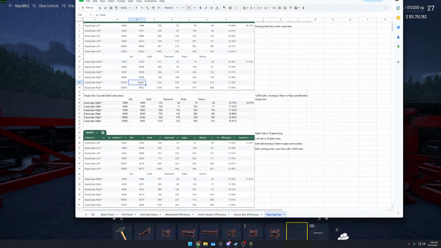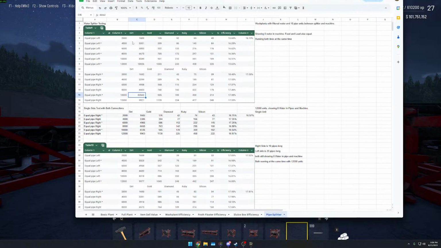I did. Although, no, I'm not counting dirt in this. So this average only counts the gold, diamond, ruby, and silicon against the total units incoming, not the amount of dirt. That's not built into the equation at all.